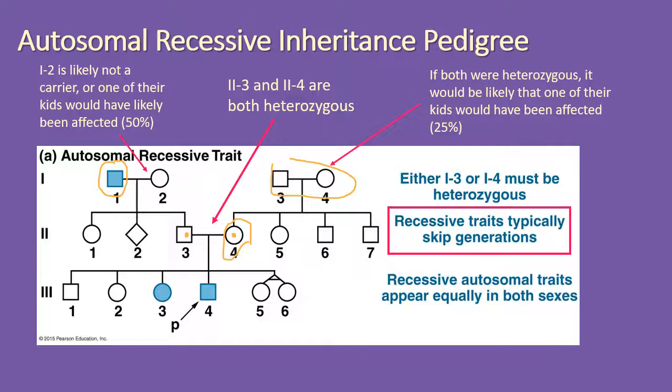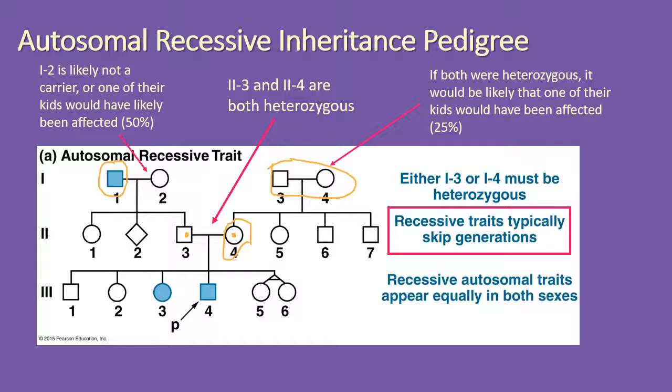Like I said, at least one of these is a carrier, and we don't know which one it is. But it's unlikely that both of them are carriers. Otherwise, one of these four kids more than likely would have had it. It's not for sure, because when you only have four kids, it changes the probabilities. But more than likely, you would have seen at least one child affected.